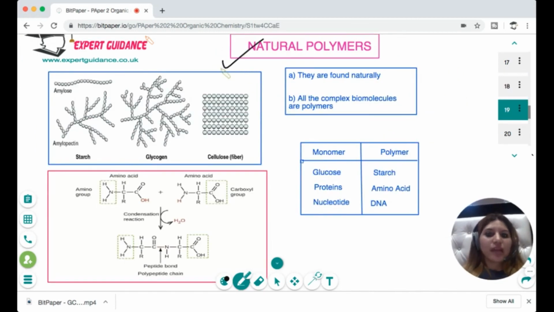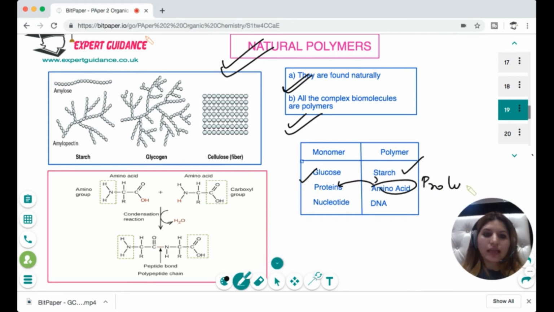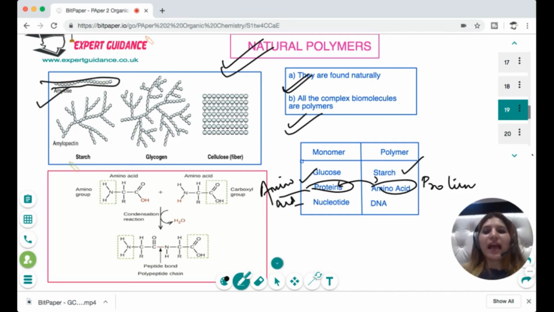Now we have some natural polymers. They are found naturally, for example complex biomolecules. Starch is a polymer made up of glucose, and protein is also a polymer made up of amino acids. The polymer is the protein and it is made up of amino acids, and DNA is a polymer made up of nucleotides. So you can see this is an individual glucose unit. Either they join by a straight chain or a branched chain and give rise to starch, glycogen, or cellulose, which are the natural polysaccharides. And these individual glucose units are the monosaccharides.